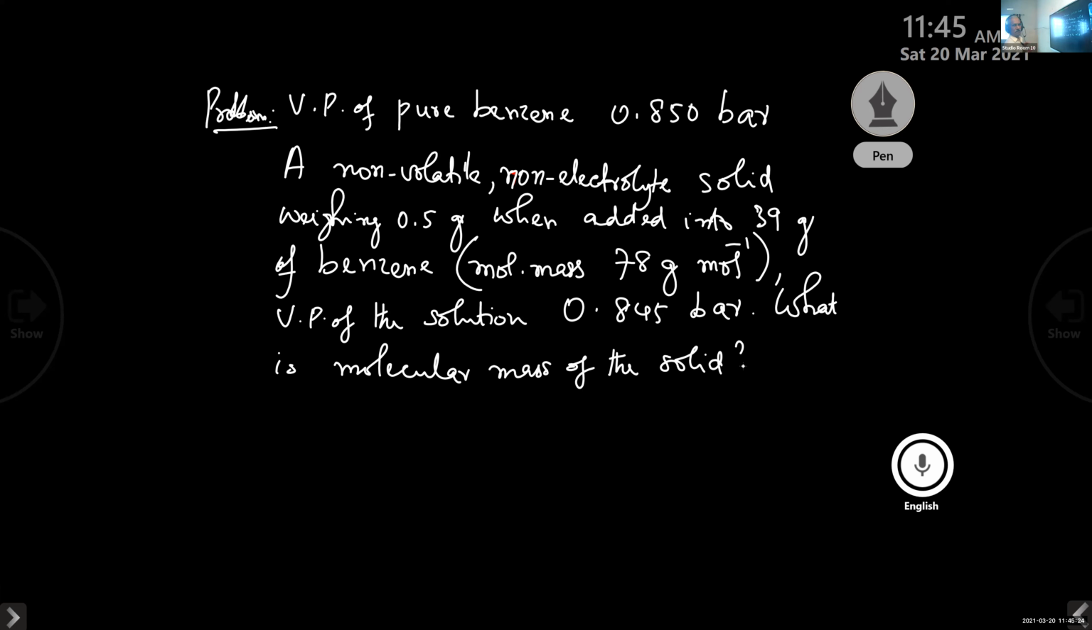So the molecular mass of the solid should be found out from the vapor pressure. Say you are given the vapor pressure of benzene and the vapor pressure of the solution. Immediately here you must strike the point: the molecular mass is from the vapor pressure concepts, lowering of vapor pressure, relative lowering of vapor pressure. So from that we have to find out the molar mass. So what is the equation? You write the equation. Always you must write the equation first.